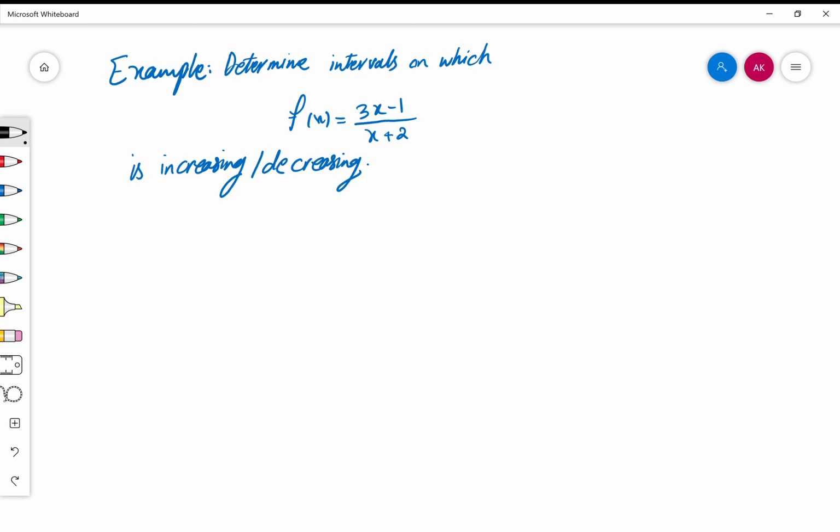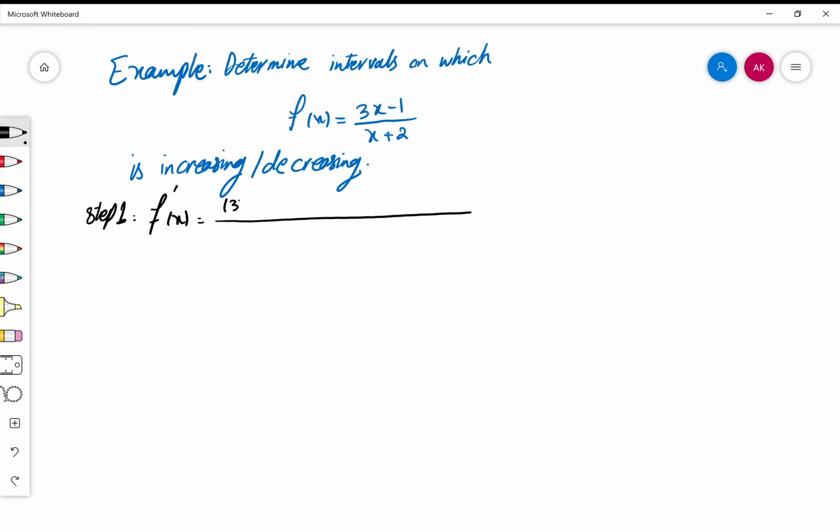Hello everyone. In this video, I will do another example to show how we can use the test for increasing, decreasing. The example says: determine intervals on which the function (3x - 1)/(x + 2) is increasing or decreasing. Well, we will start with the steps. Step one is that the best thing is to use the test, and the test needs to know what f prime is.